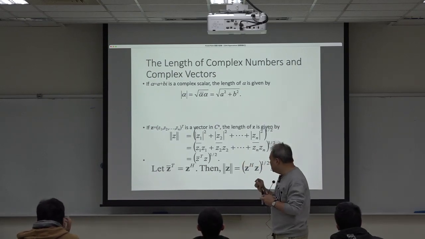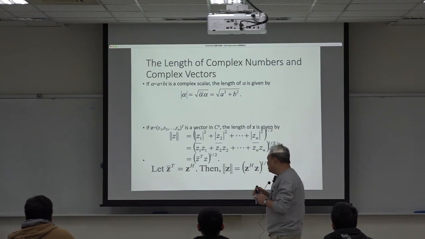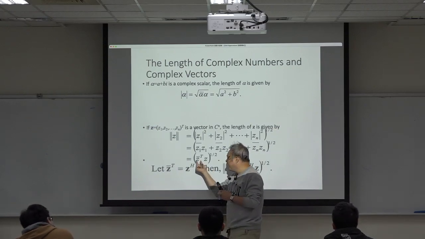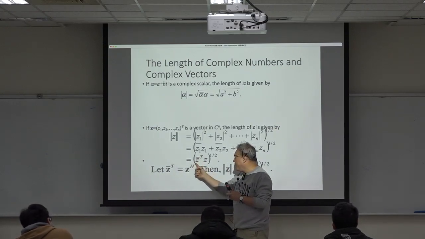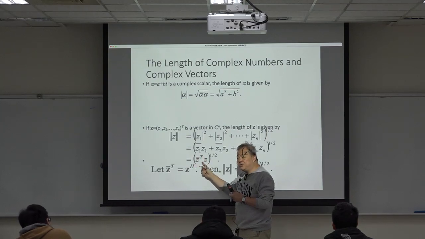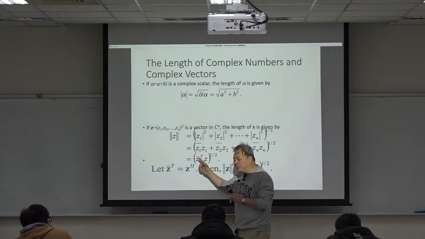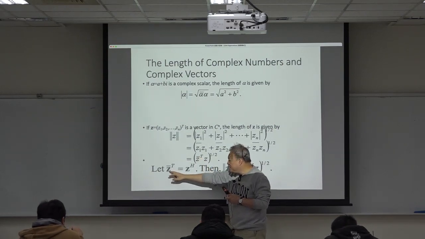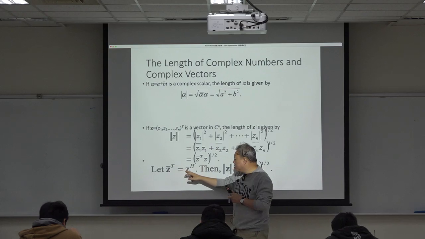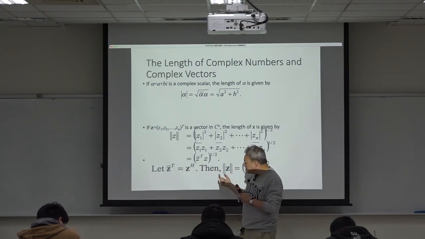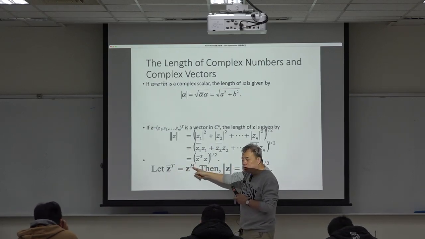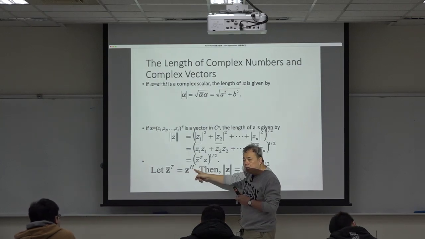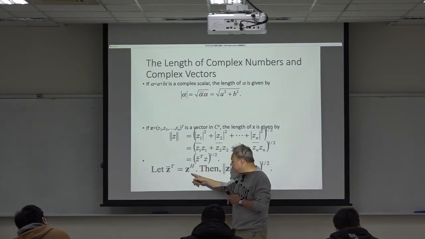So now, because we see this z bar t will be used very often and is very common, we define z bar t to be z to the power of h. This is a terminology.